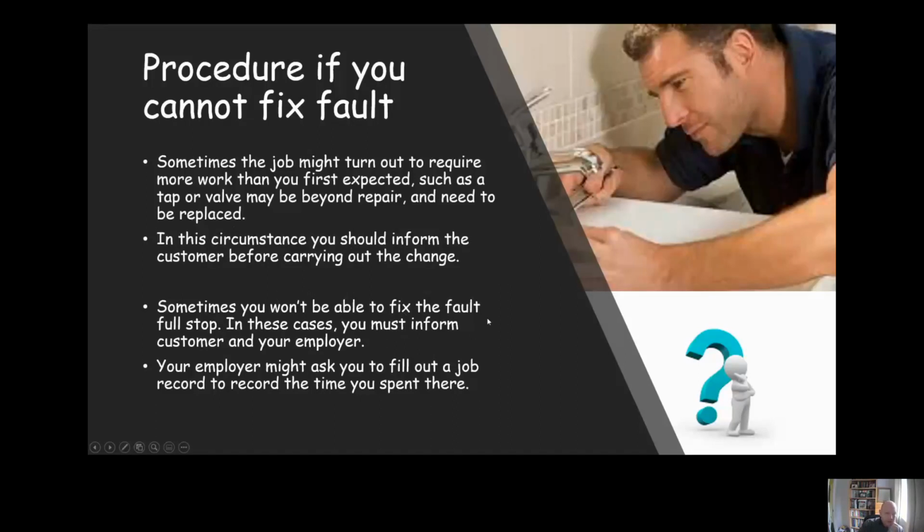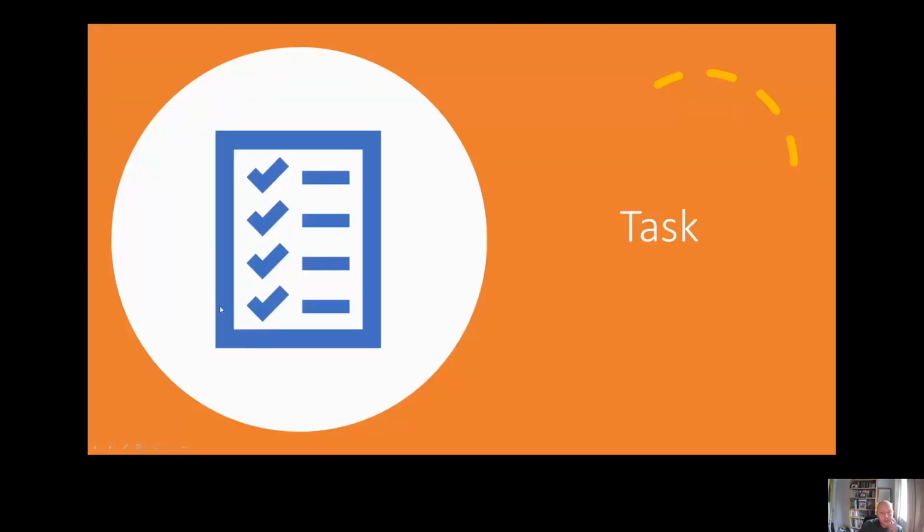And if you can't fix something at all, make sure you tell the customer and tell your employer as well. If you need to, fill out a job record if that's what your company requires, to record the time that you spent there. Now it is time for your task.